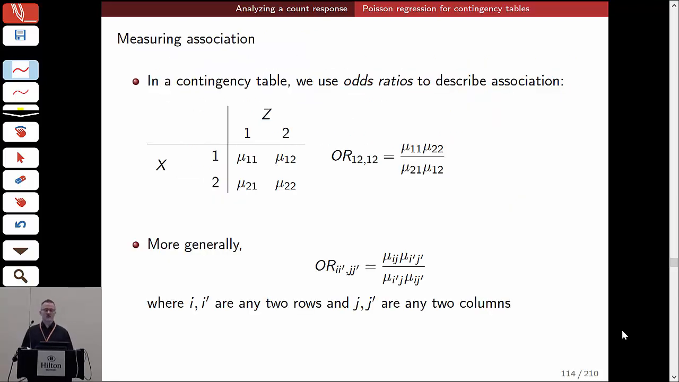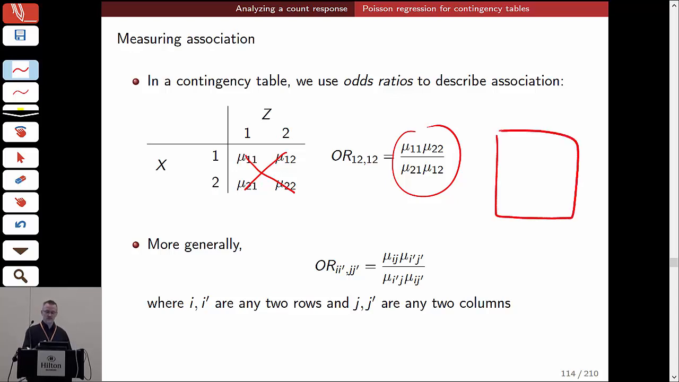In addition to testing, though, what we can do with the model is we can actually measure the association, which is harder to do in the context of the testing approach. So in a contingency table, we'll once again use odds ratios to describe the association. And Chris showed earlier when he described odds ratios for a 2x2 table that you can write the odds ratios in terms of the expected counts. You can write the odds ratios as this form here, where you take the product of the diagonal elements divided by the product of the off-diagonal elements. So if you have a 2x2 table, you can write the odds ratio very easily.